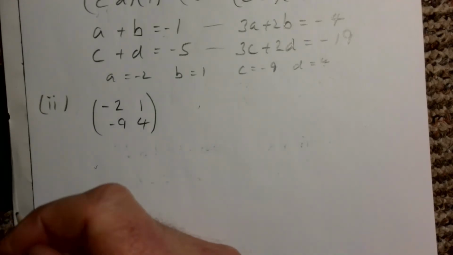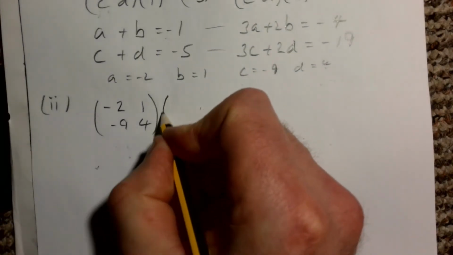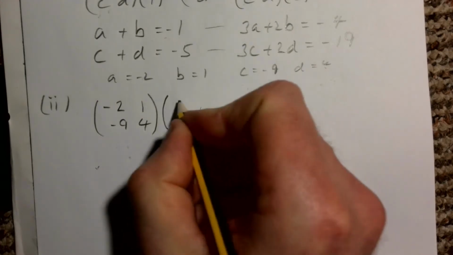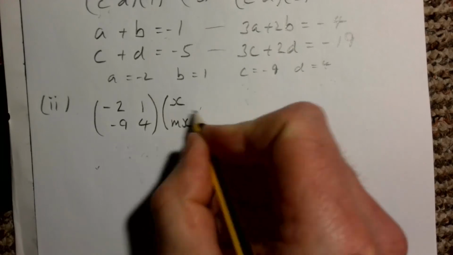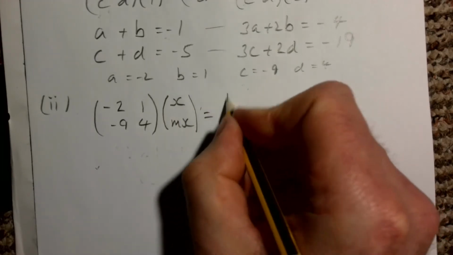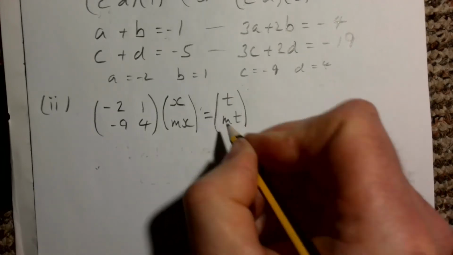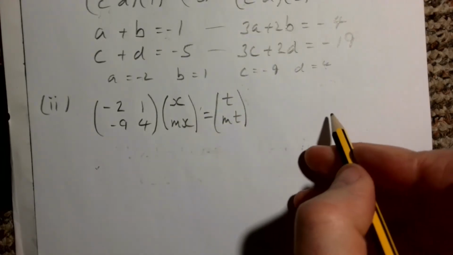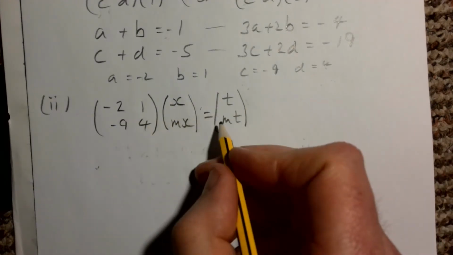Part 2 says the transformation has an invariant line which passes through the origin. Find the equation of this invariant line. So if it has an invariant line, then there's some line x and mx, since it goes through the origin, and that's going to go to some other point t and mt. Remember, an invariant line doesn't necessarily mean each point goes to the same point, but it goes to another point that's on that line, hence we need to write it like that.